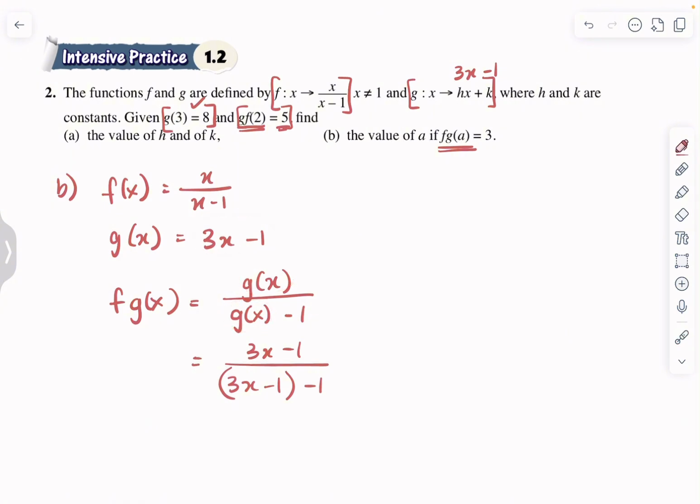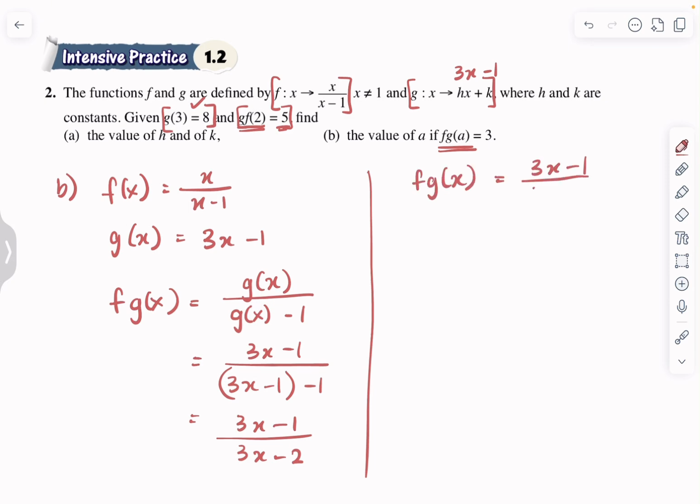Okay, now let's expand this. So 3x minus 1 minus 1 will become 3x minus 2. Okay, so this is our fg(x). So if fg(x) is 3x minus 1 over 3x minus 2, fg(a) will be 3a minus 1 over 3a minus 2.